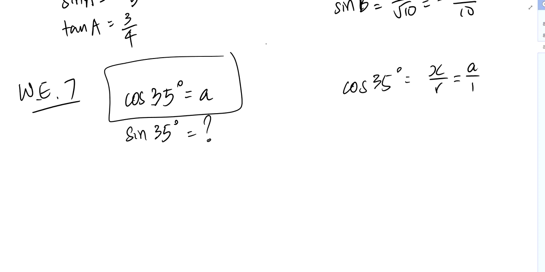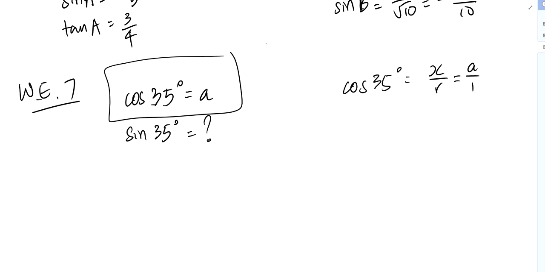Are you sure it is all the quadrants? Look at the question. Cosine 35 degrees. Where is 35 degrees? In the first quadrant, no? But 35 also in the second quadrant? Where is 35 in the second quadrant? This is my angle. My angle is 35 degrees. Where is 35 degrees? In the first quadrant. That's how you draw it.